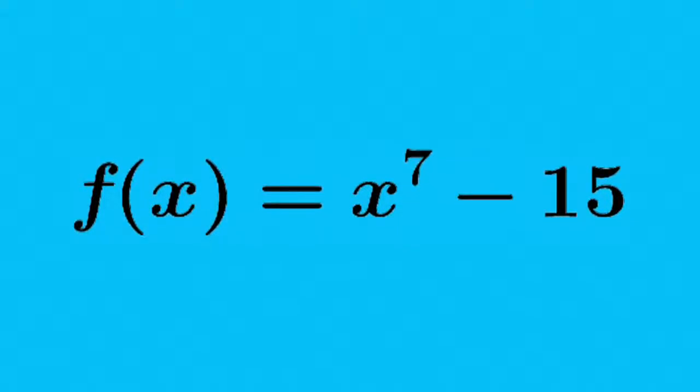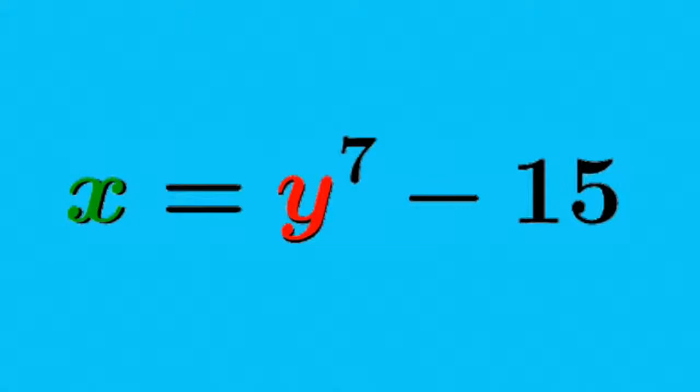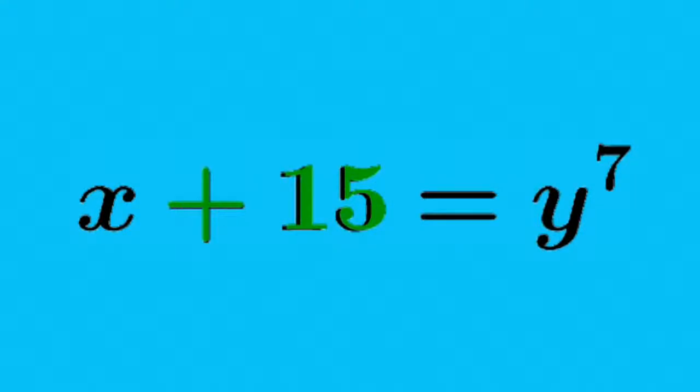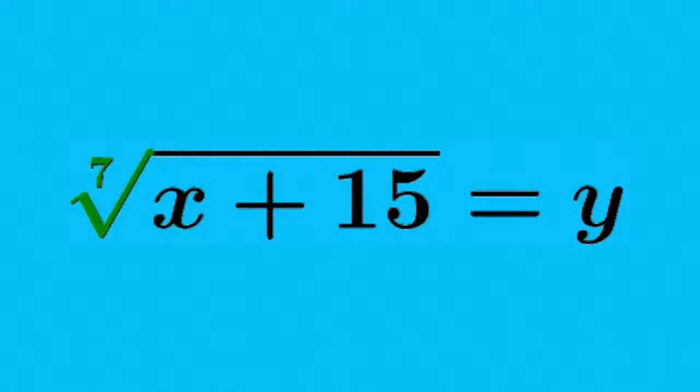Consider the function f of x is equal to x to the 7th minus 15. To find the inverse, we first replace f of x with x and x with y. To solve for y, I begin by adding 15 to both sides. I then take the 7th root of both sides of the equation.